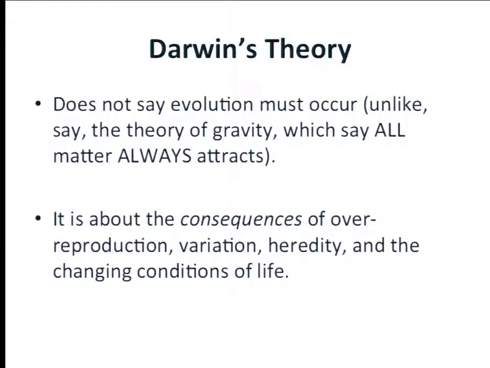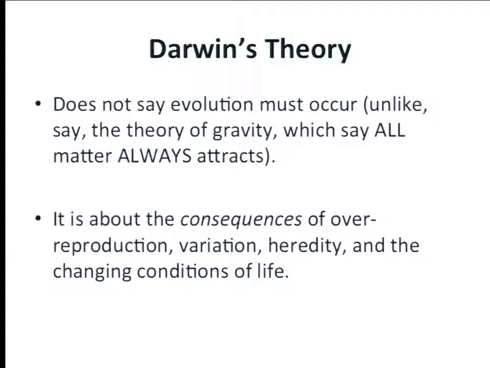So this is, I think, very interesting when you compare it to the laws that Eliot's been talking about. Darwin's theory does not say that evolution must occur, unlike, say, the theory of gravity, which says that all matter always attracts. So in physics, you have these universal laws and rules that basically apply always, everywhere.